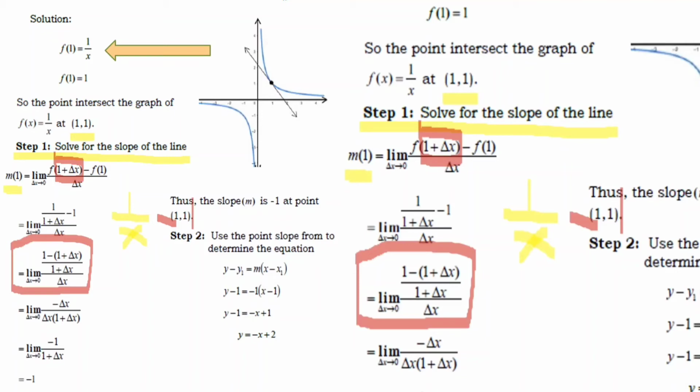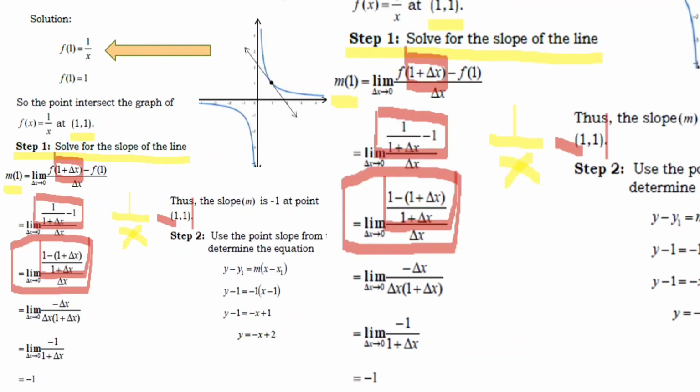Since our function is a fraction, if we simplify, we have the limit of negative change of x over change of x times the quantity 1 plus change of x. Therefore, the slope of our equation is negative 1. We're done with the first step. We have negative 1 as our slope. I hope you have understood the process in solving for the slope of the tangent line.